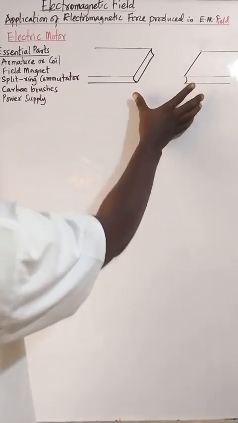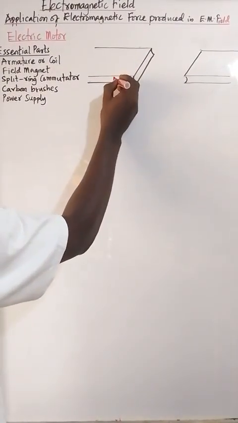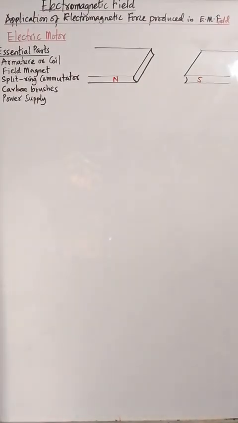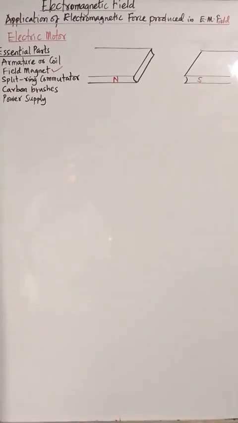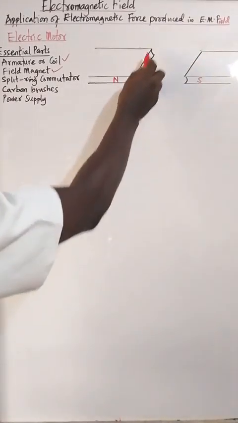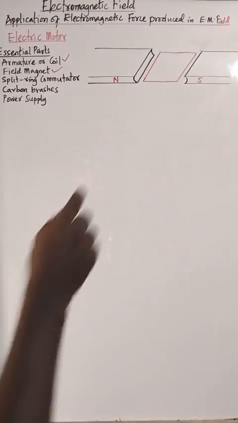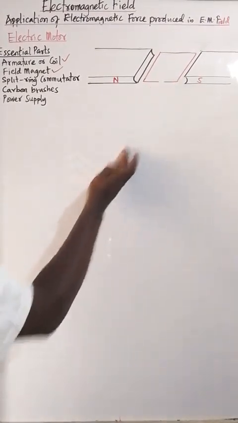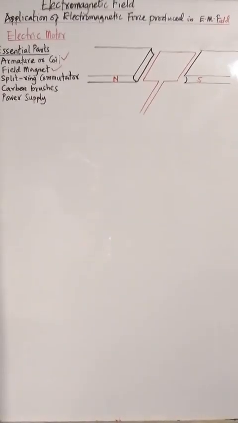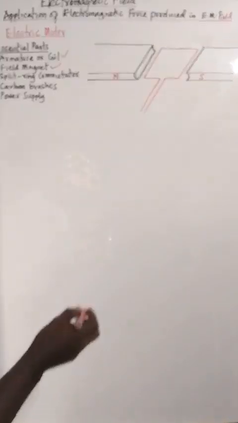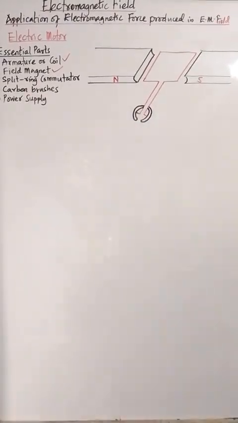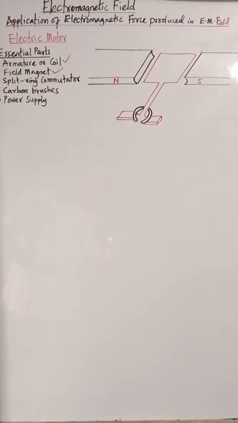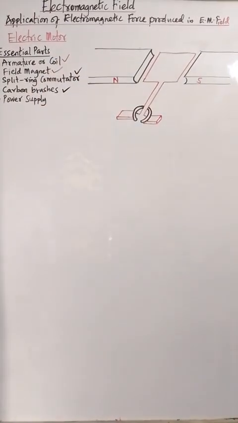So here we have a powerful magnetic field. Let's say this is the North Pole and this is the South Pole. That's for the magnetic field. The next one is the coil, the armature. Let's use a rectangular coil. Then we attach the commutator. On each side we have the halves of the split ring, one here, one at the other end. On each side of the split ring we have carbon brushes. Then the power supply.